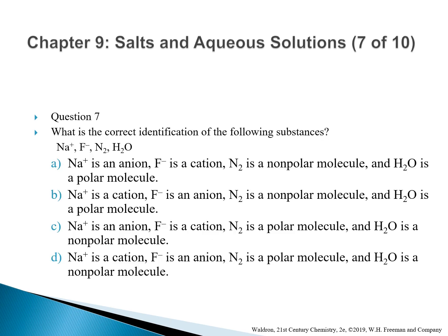Question 7. What is the correct identification of the following substance? Sodium ion, fluoride ion, nitrogen, and water. A. Sodium ion is an anion. Fluoride ion is a cation. Nitrogen is the nonpolar molecule, and water is a polar molecule. B. Sodium ion is a cation. Fluoride ion is an anion. Nitrogen is a nonpolar molecule, and water is a polar molecule.